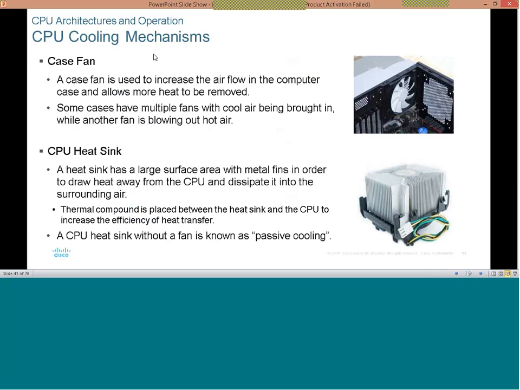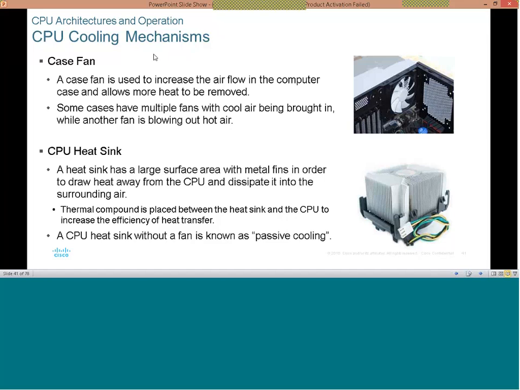So you might ask, what are we talking about case fan here? The case fan helps increase the airflow. And remember that your CPU needs to have a controlled environment. It must operate in a controlled environment where the temperature is regulated and not too high, so as not to destroy it.